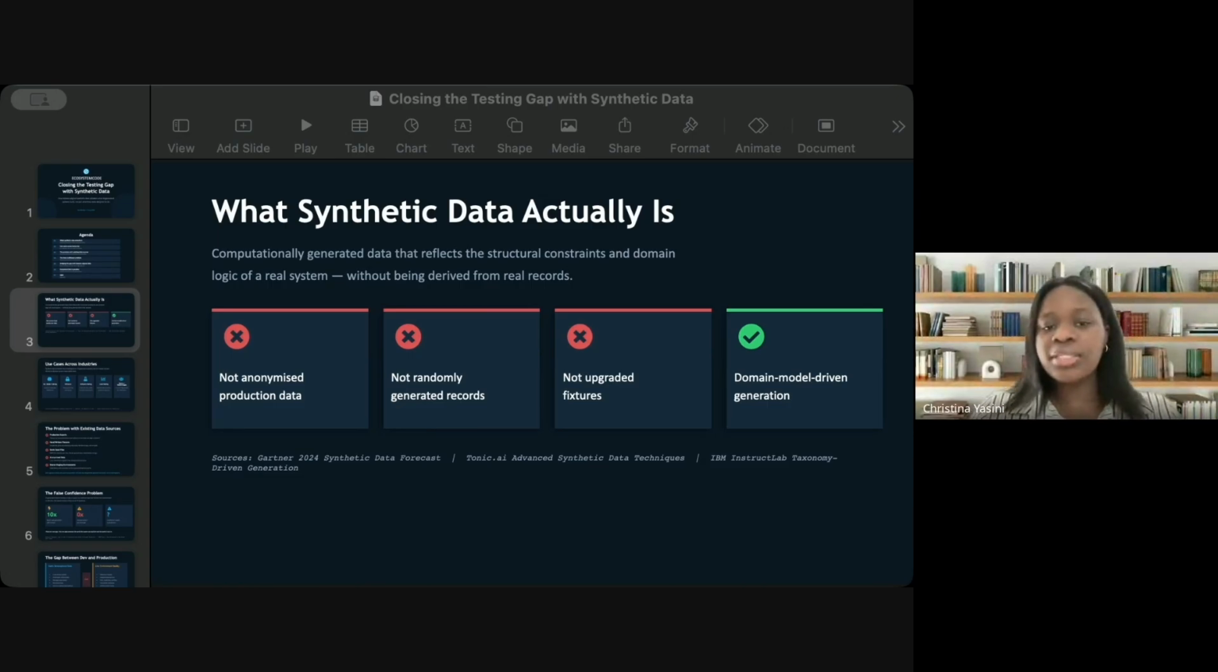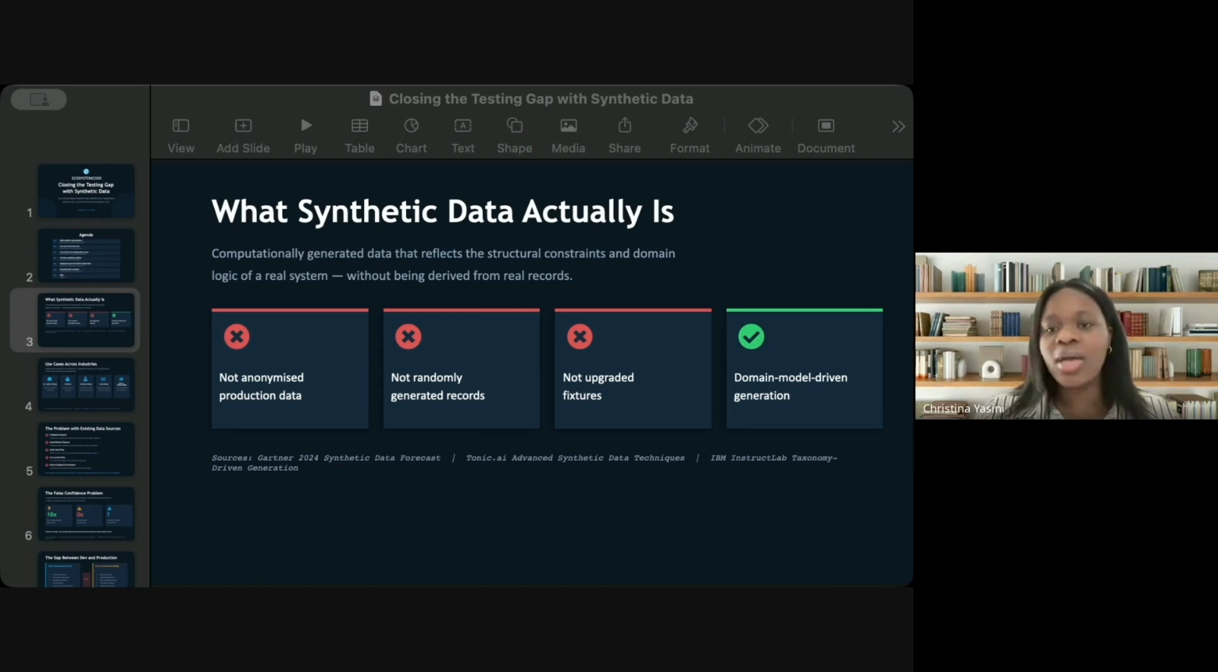And the critical distinction here is that it's derived without the use of real records. And so this is what separates synthetic data from anonymized production data. You are generating entirely new records, modeled on what real data looks like, not scrubbing the sensitive fields out of existing records.